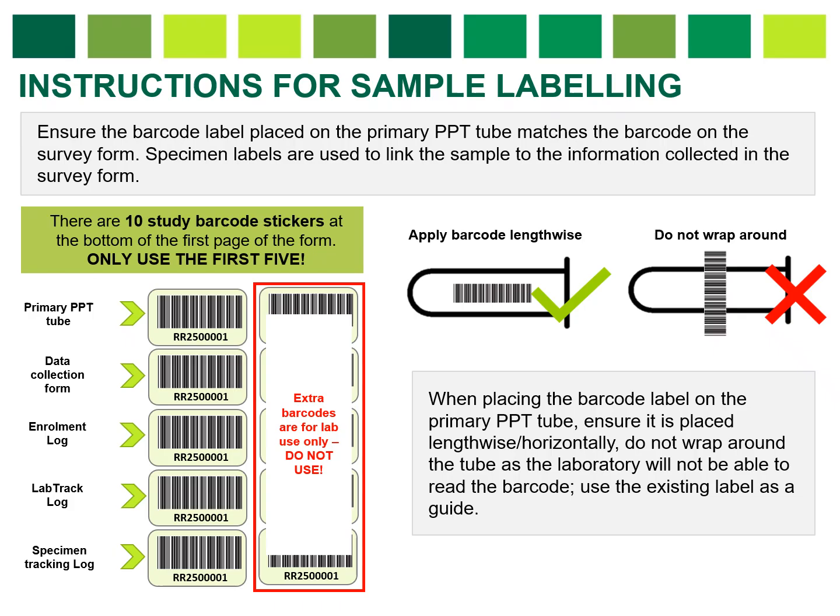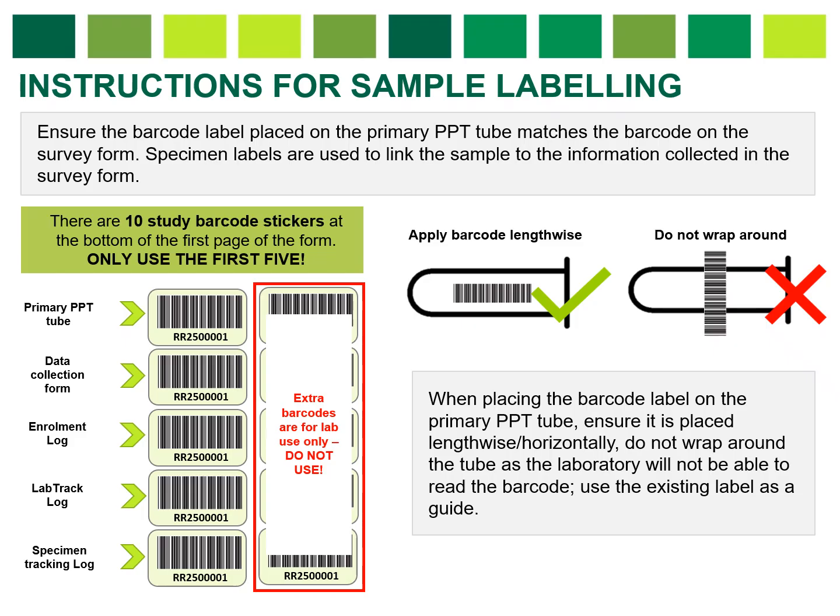As we've mentioned, we provide you with barcodes. There are 10 barcodes per participant. This is designed so that each participant has their own barcode. The first barcode will go on the PPT tube and the second on the data collection form. This, remember, links the two together.